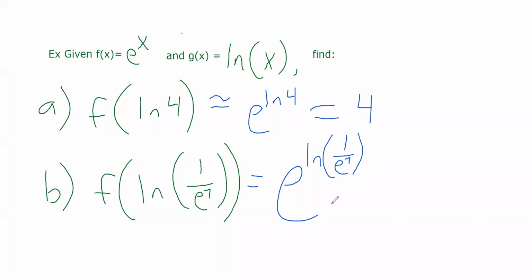Now you could plug this one into the calculator. It's not going to do a whole lot to help you. You can get a decimal form, but if you wanted an exact form, you can recall that the e and then raising it to an ln, they kind of cancel each other out in a way, and all you're left with is this argument of the logarithm, 1 over e to the 7th, which can further be expressed as e to the negative 7th power, which will be a pretty darn small number between 0 and 1.